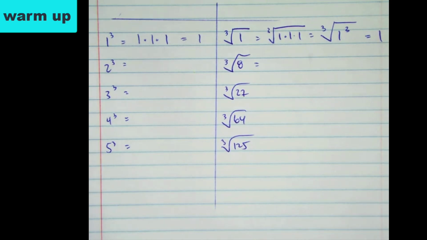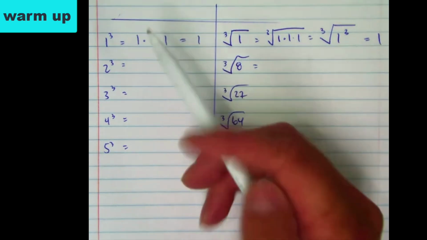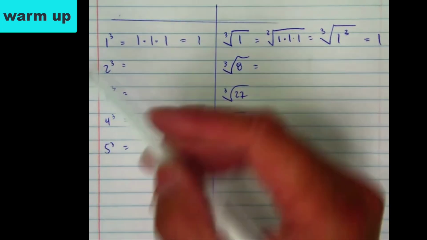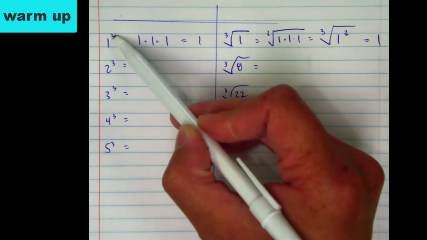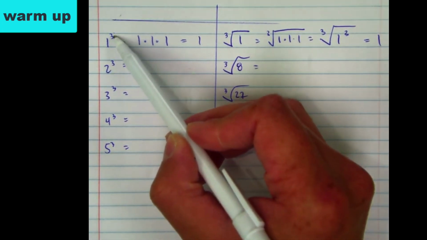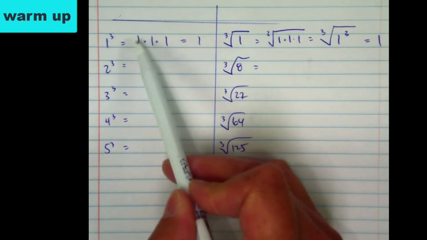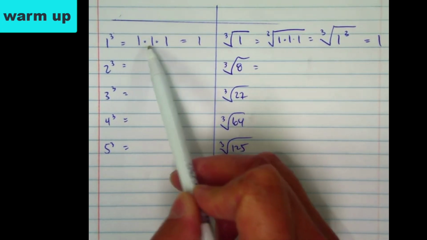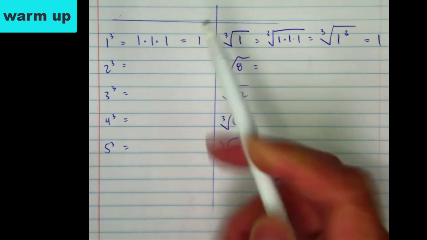Alright, let's go over this. On the left side here, I have 1 to the power of 3. The exponent tells me how many times to write the base by multiplication. So I'm going to write out 3 of those. 1 times 1 times 1 equals 1.